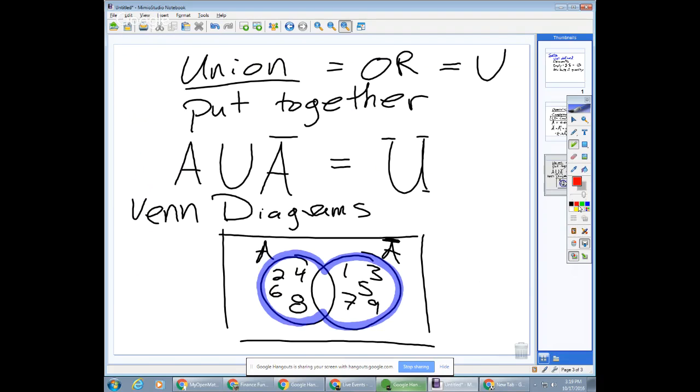Does anybody remember what we called this crescent shape in the middle? What is it? Yeah, it's the intersection. And intersection is another operation we can do with sets. It's a way to combine sets. So we're going to take a look at intersection next, then we'll play with a bunch of different examples.